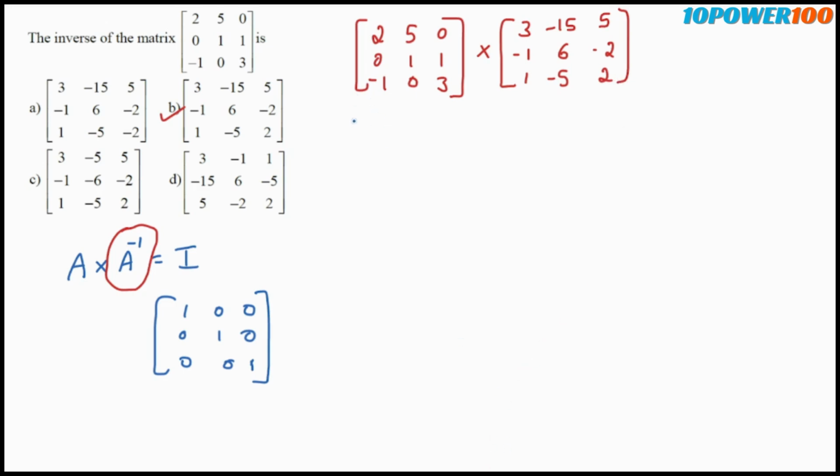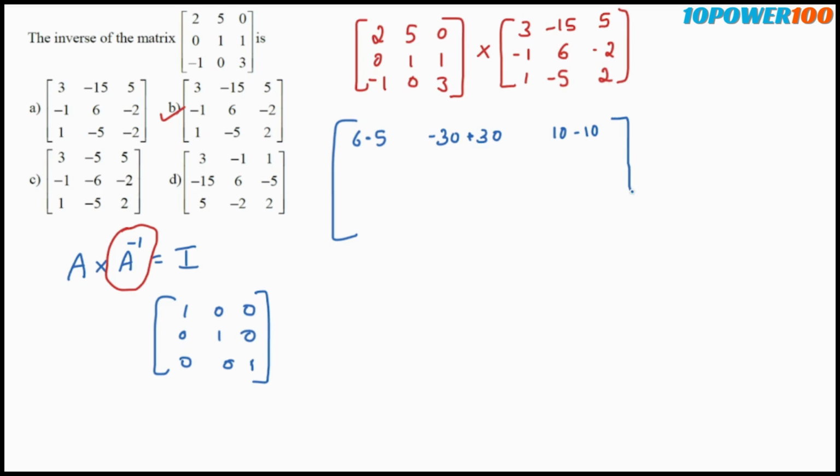So now, first row into first column element: 2 threes are 6, 5 into minus 1 is minus 5, and 0 into 1 is 0. Okay, I'm not going to write that. Next, the first row into second column. So 2 into minus 15 is minus 30, 5 into 6 is plus 30, and 0. Next, 2 fives are 10, 5 twos are minus 10, minus 2 it is.